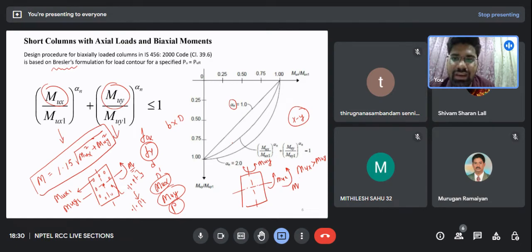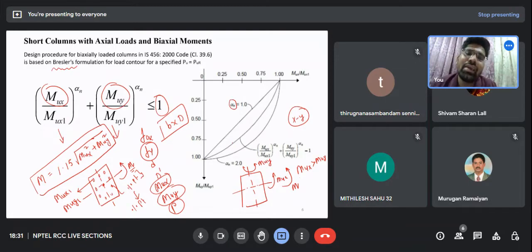This approximation method is given in IS code. IS code gives this method because this is the most appropriate way by which I will be designing my column. It comes from various experimentations and trial and error. So we will have to follow this method. Afterwards, I get mu x, mu y, mu x1 and mu y1. I will substitute all of them here, and I will check whether this is less than one. If that is less than one, I will say my column is safe with whatever reinforcement I have provided. If this value is not less than 1, then what will I do? I will revise either the B into D, the cross section, or I will increase the percentage of steel.